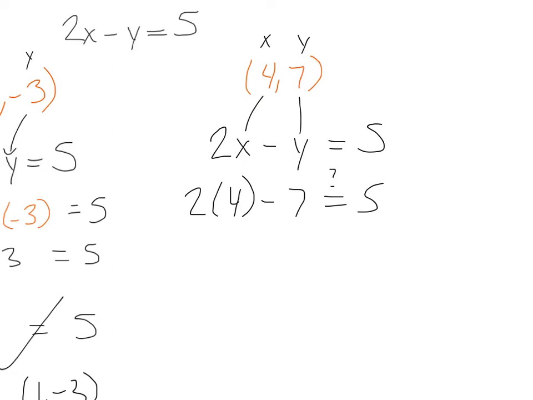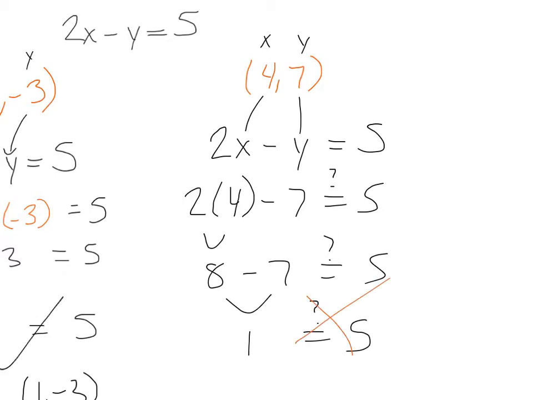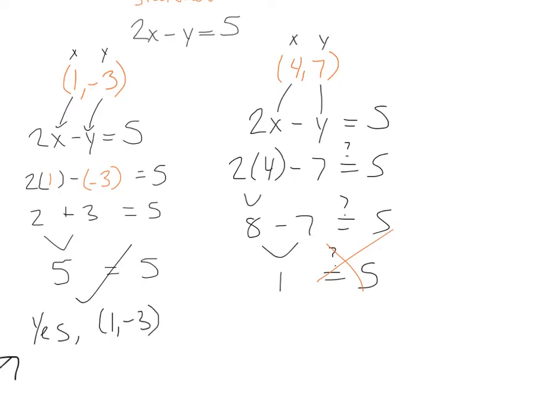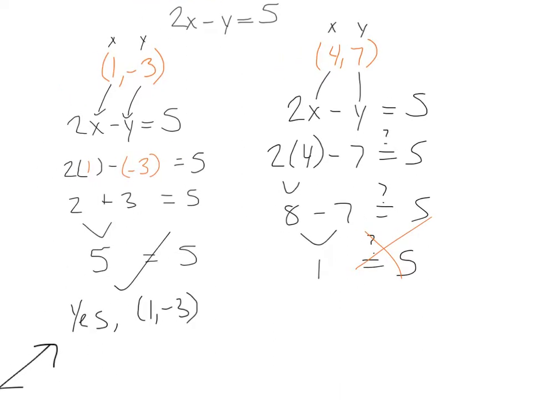Does that equal 5? Well, 2 times 4, okay, again, we have multiplication here and subtraction there. I need to do the multiplication first. So that's 8 minus 7. Does that equal 5? Well, 8 minus 7 is 1. And 1 does not equal 5, right? So what we would say is that the point (4, 7) is not a solution.